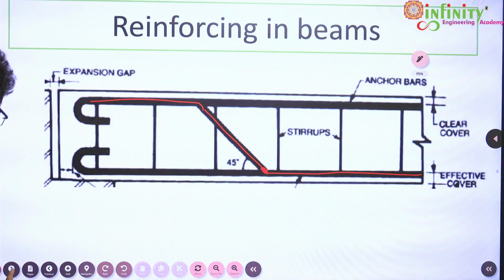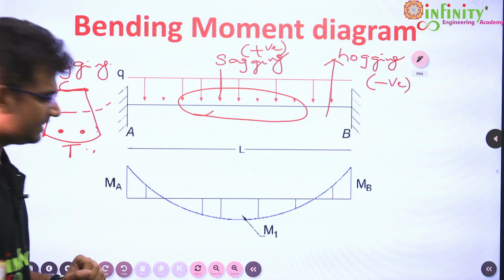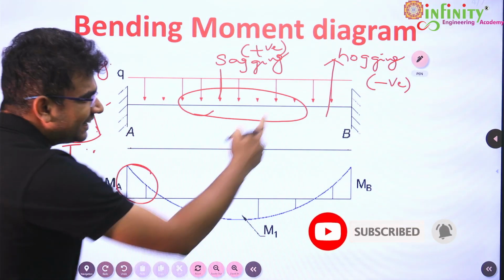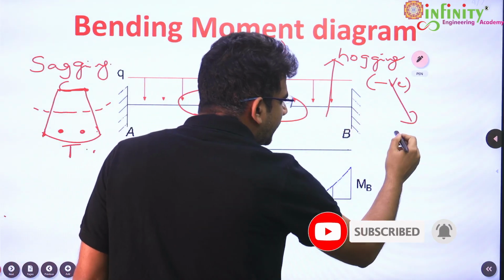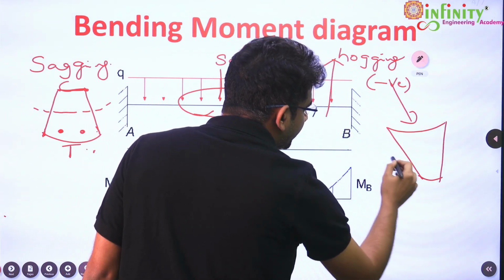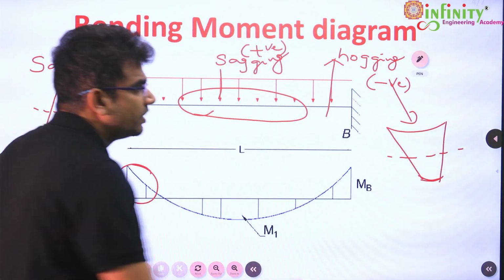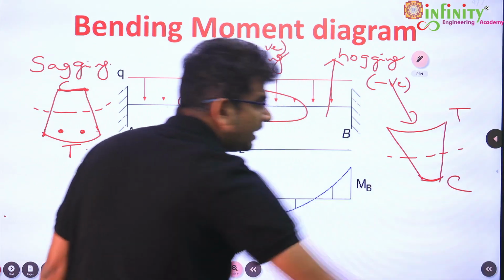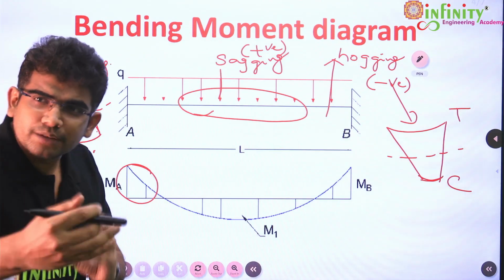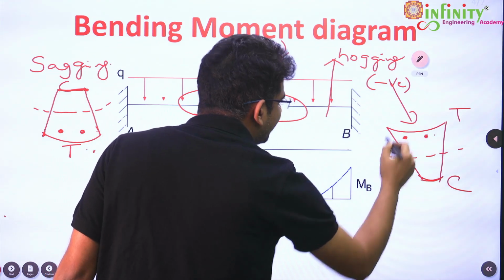Then at supports, we have the hogging bending moment, and whenever that hogging bending moment is there, the top fibers will be subjected to expansion, and bottom fibers are subjected to compression. So this is the tension and this is the compression. In this case, where do we have to keep the steel bars? Above the neutral axis like this.